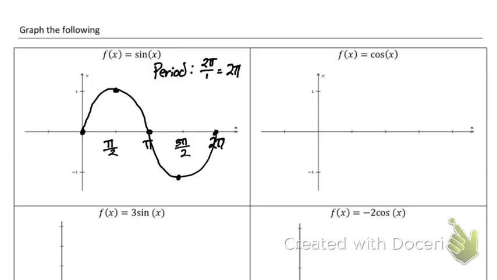Our next one's cosine. It has the same period because there's a 1 in front of that x. So once again, we are going to have pi over 2, pi, 3 pi over 2, and finally 2 pi. Rather than starting at 0, 0, cosine always starts at 0, 1. Goes down all the way to -1. Comes back up to 1 and makes a graph that looks like that. Those are the only graphs I'm going to do with you.